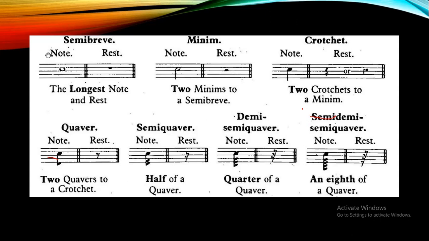So a quaver has one flag. This is what I mean by a flag: this part which is bending. A semiquaver has 2 flags. A demisemiquaver has 3 flags.